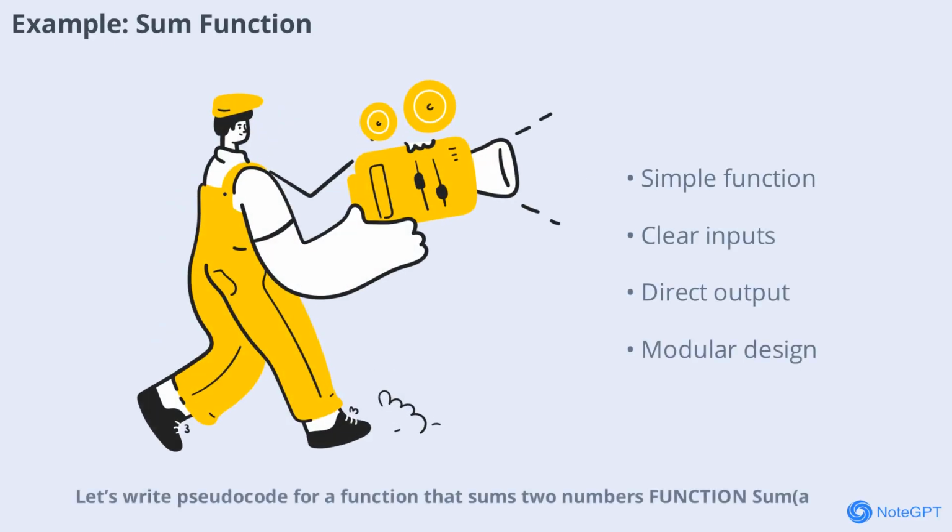Let's write pseudocode for a function that sums two numbers. Function sum a, b. Return a plus b. End function. This simple structure shows how easy it is to define and use functions in pseudocode, making your algorithms cleaner and more modular.